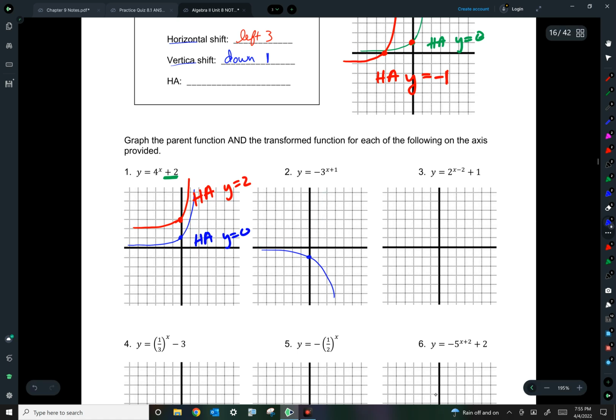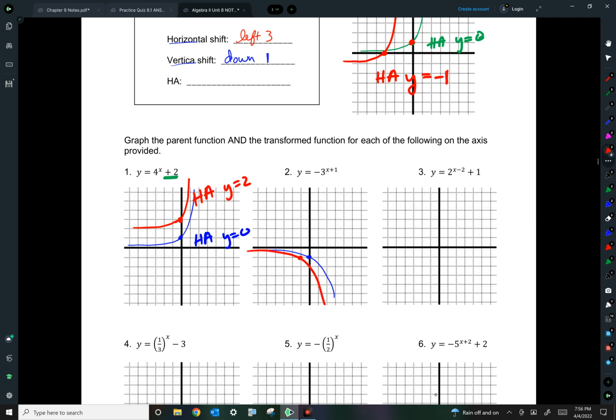I'm looking at this one that I flipped. And now from there, the only thing left is that little +1 in the exponent, which means I'm going to move my graph to the left 1. So the point that's right here at the y-intercept, I move it to the left 1. I only moved it to the left. I didn't move it up or down, so I'm not changing my horizontal asymptote. It still levels off here and then shoots down.